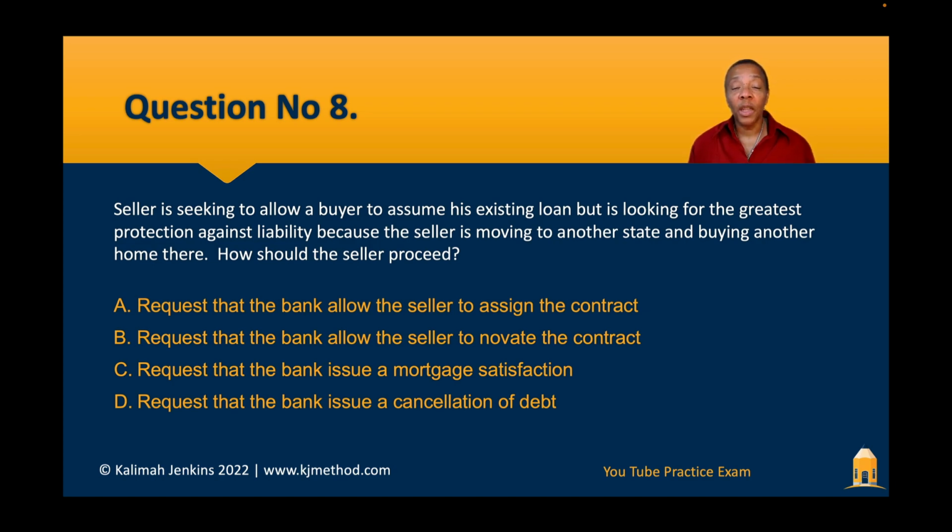And so the best answer here would be that you ask for the bank to novate the contract, because what a novation does is release the person who is performing the sale, the seller, from liability. It's a substitution of parties. You're essentially saying, I'm not going to look to you anymore, seller. I'm only going to look to this new buyer.